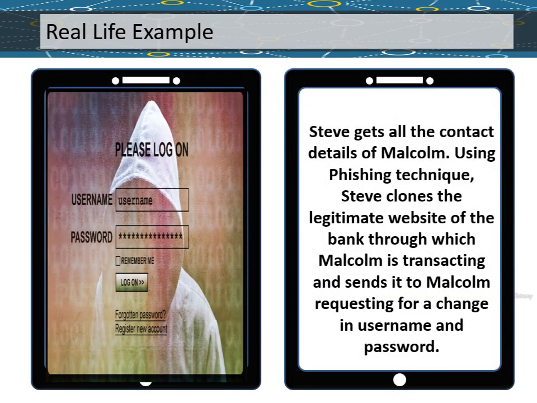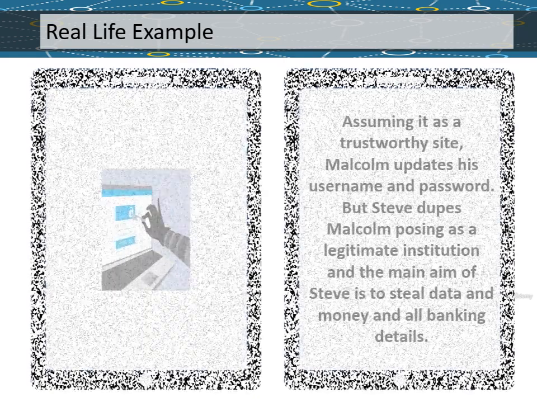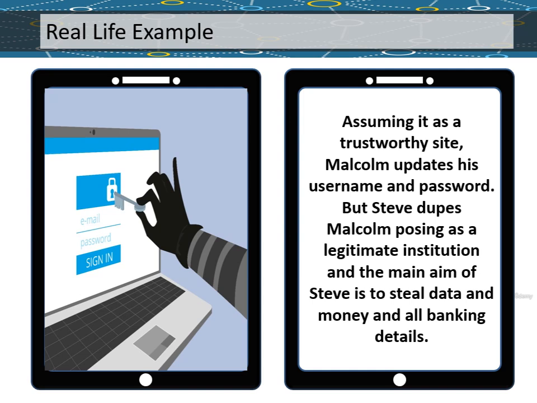Using phishing technique, Steve clones the legitimate website of the bank through which Malcolm is transacting and sends it to Malcolm requesting for a change in username and password. Assuming it as a trustworthy site, Malcolm updates his username and password. But Steve dupes Malcolm, posing as a legitimate institution, and the main aim of Steve is to steal data and money and all banking details.